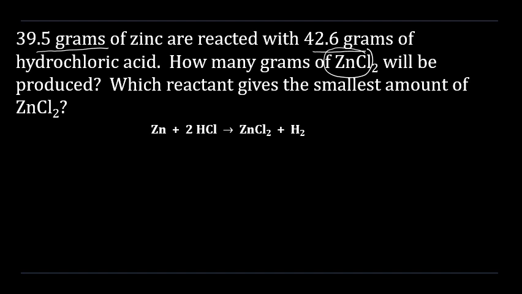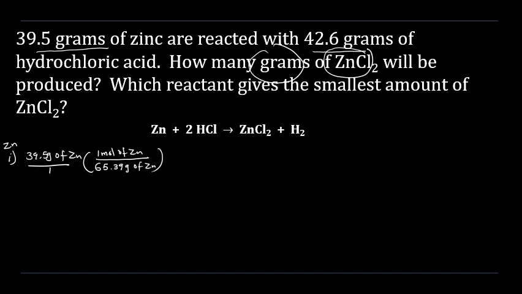Or since they said grams, I will go with the grams. I will find the mass instead of moles. So let's start with the first one, which is Zn. 39.5 grams of Zn times the conversion factor. I have to convert that into moles. So 1 mole of Zn, since the grams are given, I always have to convert that into moles to compare with our equation. If you look in the periodic table, the molar mass of zinc is 65.39 grams of Zn.